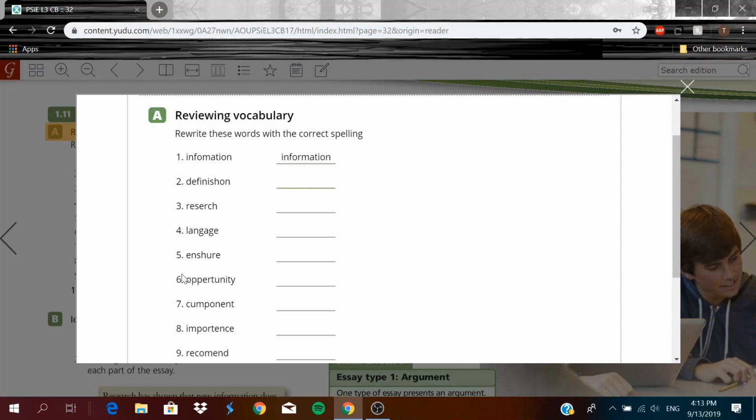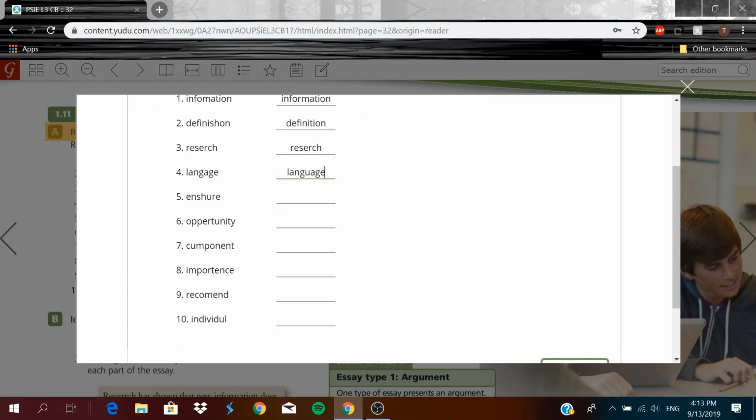Then we have definition. We'll write that down. Definition, like so. Research, missing an A, so research. Then we have language, missing a U. And what is number 5, you guys? Number 5 is ensure. Remember, we talked about this word. So ensure has no H. Then we have opportunity, OPPORTUNITY. Okay, so opportunity, not an E, it's another O.